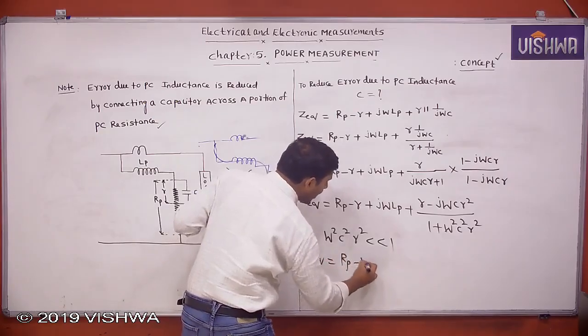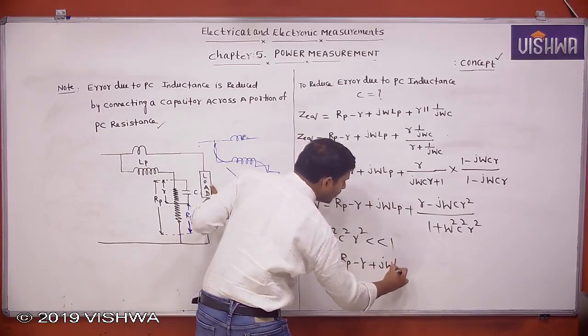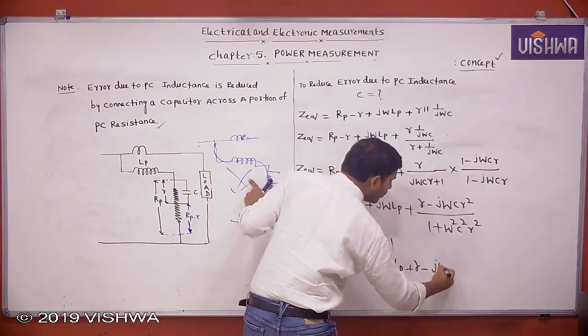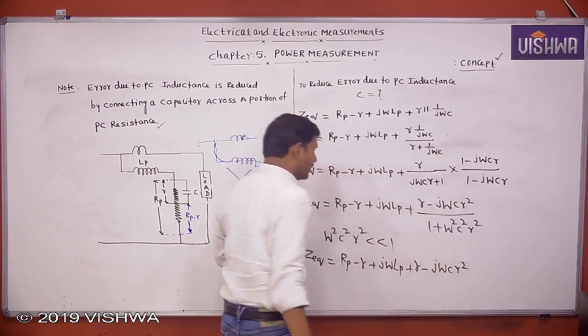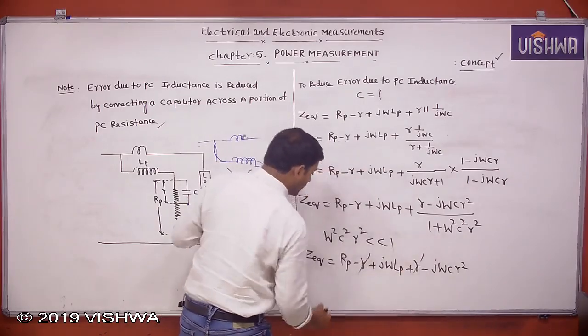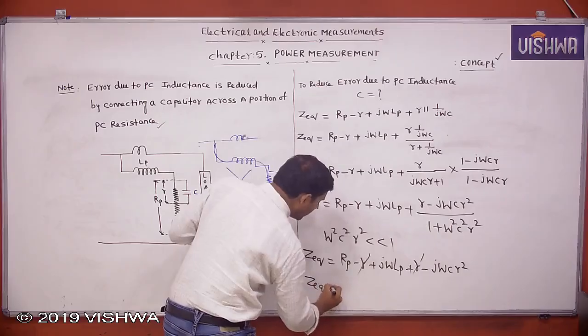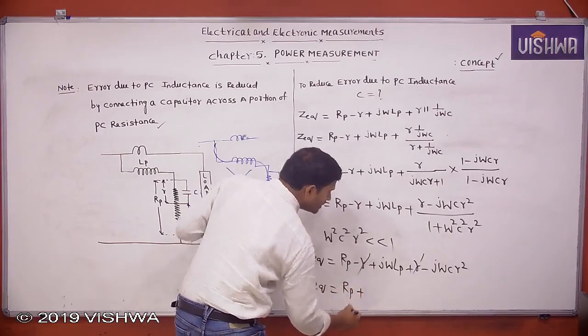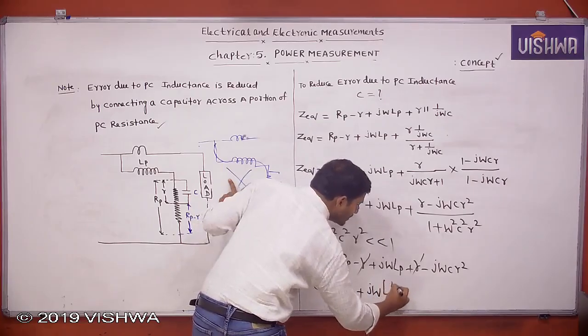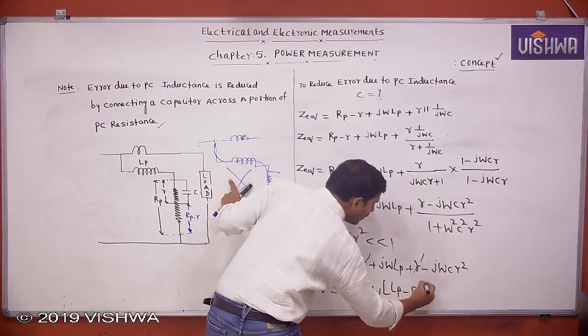Rp minus R plus J omega Lp plus R minus J omega C R square. Yes. Then this is minus R plus R, cancel. Then what is Z equivalent equal to? Rp plus J omega, take L common, Lp minus C into R square.